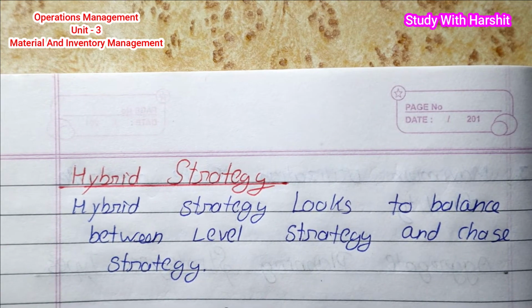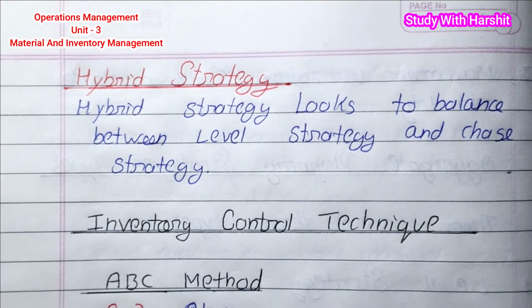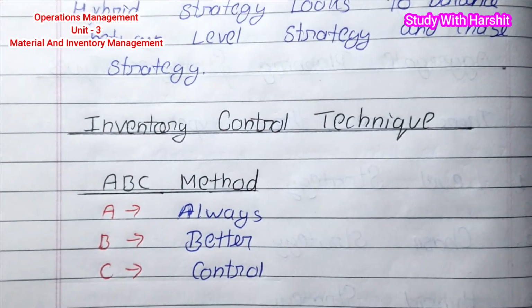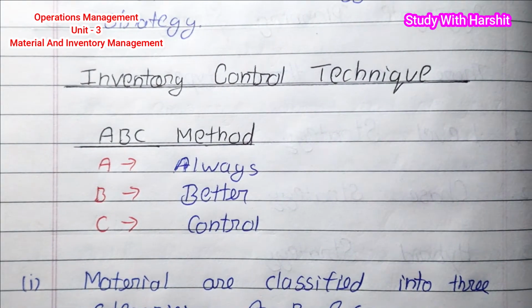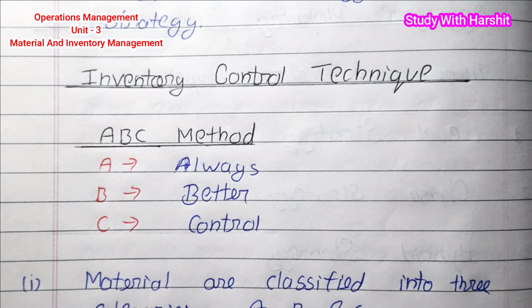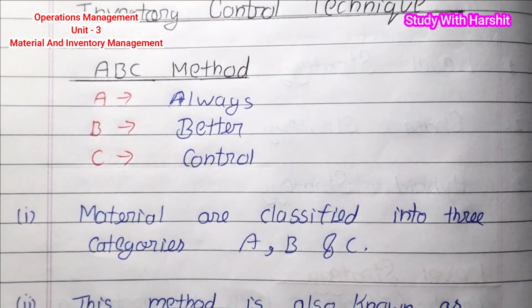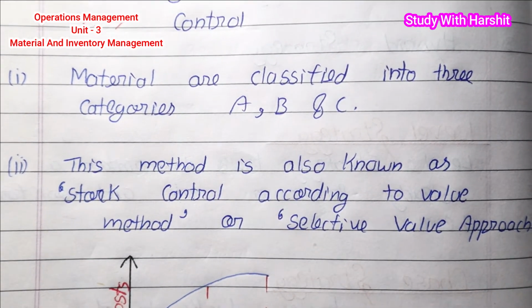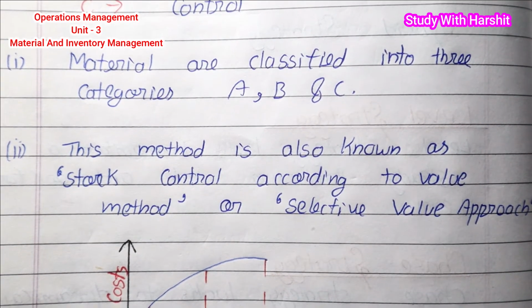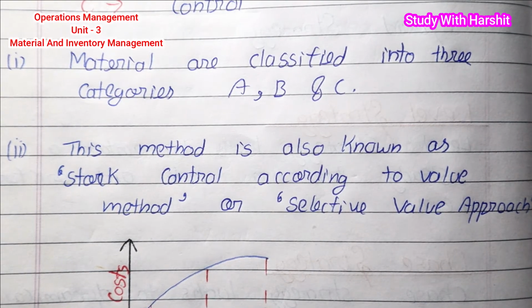Now let's discuss inventory control techniques. Inventory control technique: ABC method. A stands for always, B for better, and C for control. Materials are classified into three categories: A, B and C. This method is also known as stock control according to value method or selective value approach.